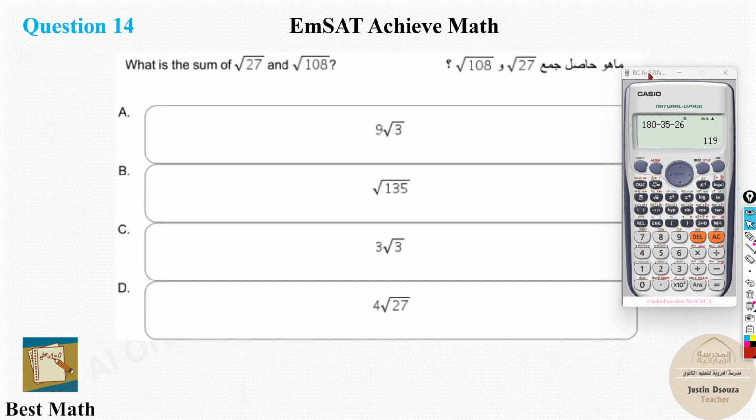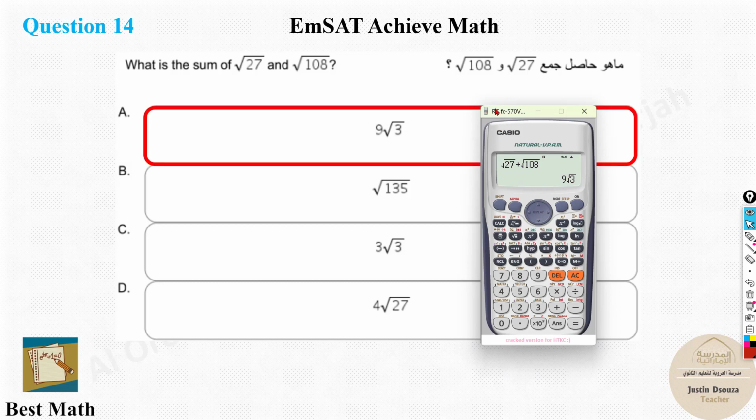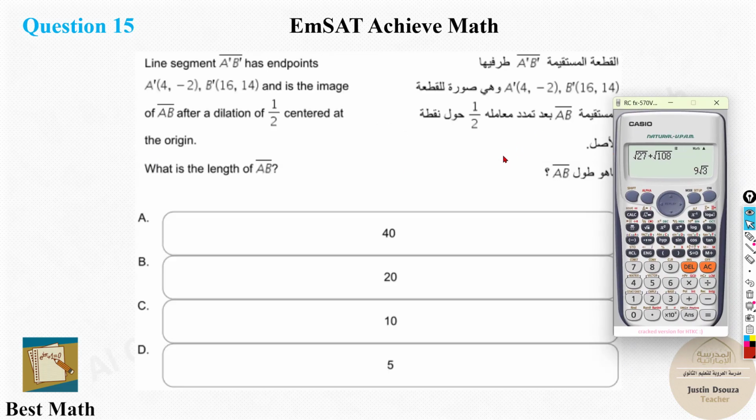Now this is another easy problem. You don't need to do it manually because you have your calculator with you. Just solve it directly. It's root 27. The sum is what? Not multiplication, it's plus. Sum is adding, so add root of 108. What's the answer? 9 root 3. So that's it. Very, very simple problem.